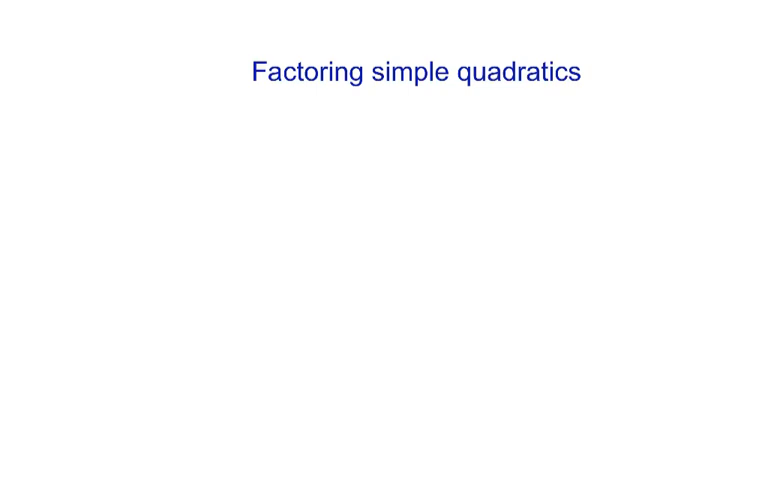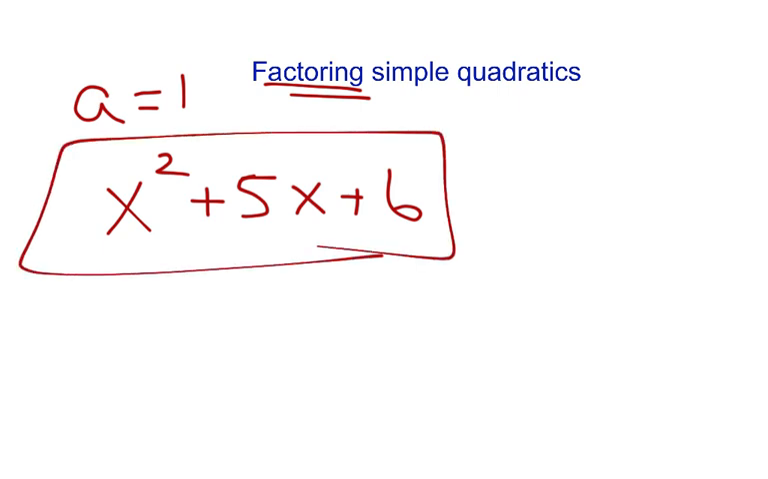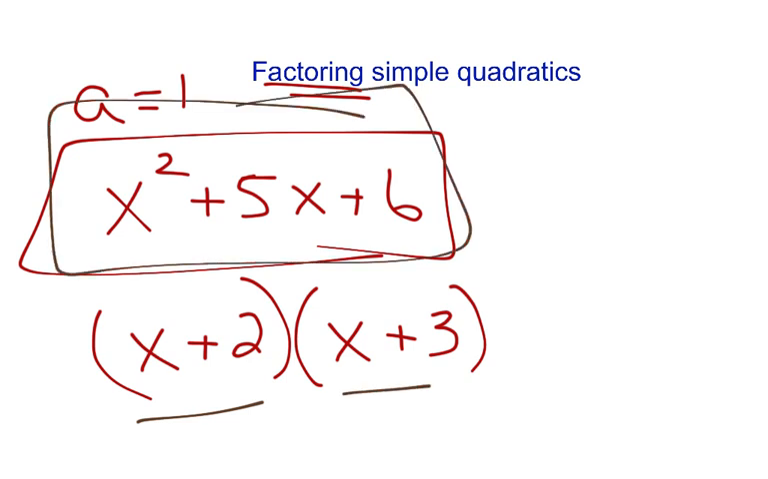Okay, so this video is for factoring simple quadratics, and when I say simple, it means that the leading coefficient a is equal to 1, so you'll see something like x squared plus 5x plus 6. Factoring is undoing the FOILing process, so we're going to take something in this format and turn it into the pre-FOIL format, where it's two binomials like this: x plus 2, x plus 3. If we FOILed that out, we would get x squared plus 5x plus 6.